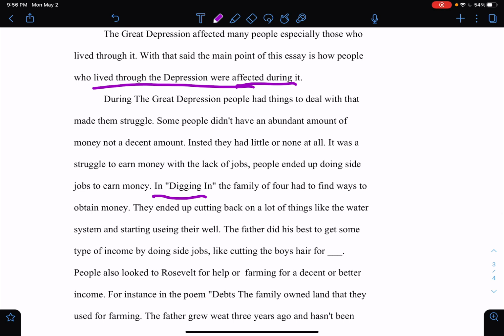So here, again, I want you to use quotes, direct quotes, and not paraphrase. "Then they ended up cutting back on a lot of things like the water system and starting using their well." They have some misspelling here, it's an issue. "The father did his best to get some type of income by doing side jobs, like cutting the boy's hair for something." "People also look for Roosevelt, the president, for help on farming or for a decent or better income."